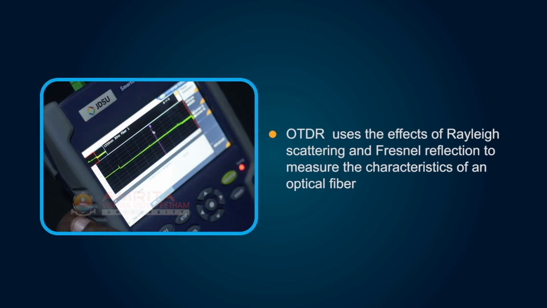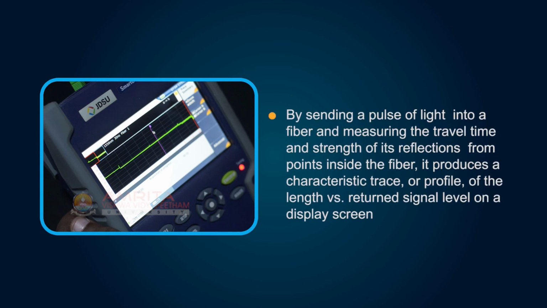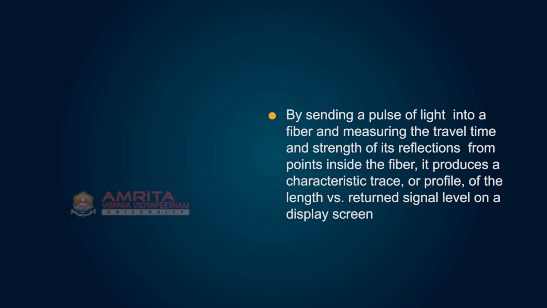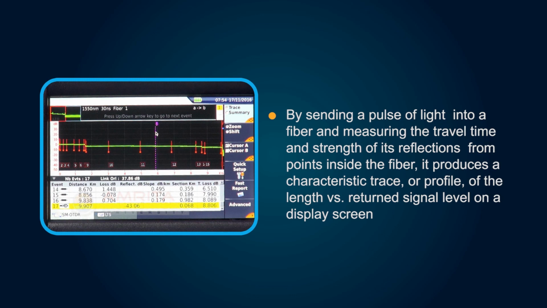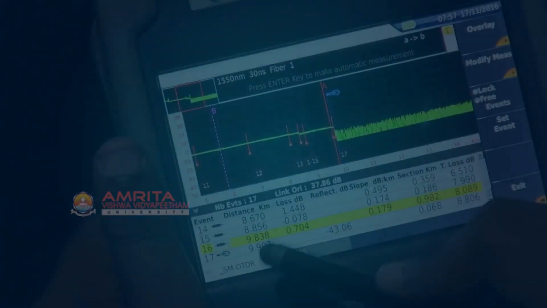OTDR uses the effects of Rayleigh scattering and Fresnel reflection to measure the characteristics of an optical fiber. By sending a pulse of light into a fiber and measuring the travel time and strength of its reflections from points inside the fiber, it produces a characteristic trace or profile of the length versus returned signal level on a display screen. Measurement with OTDR.